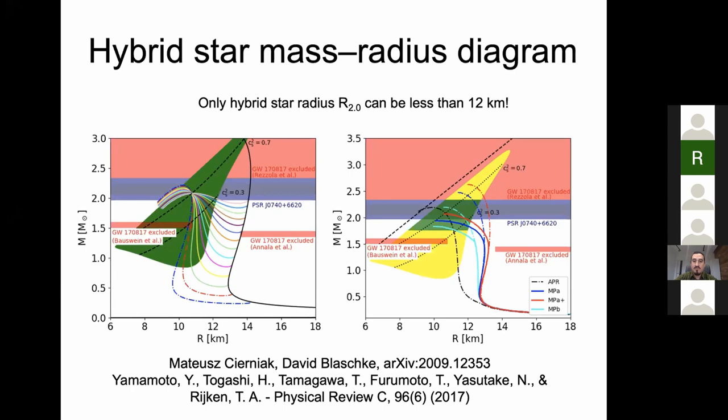And what you see here, in case you would like to know why this equation goes down here, that's actually APR, which unfortunately is an outdated equation of state because it doesn't include the softening of the hyperons at higher densities. So these should be preferred over the old APR.